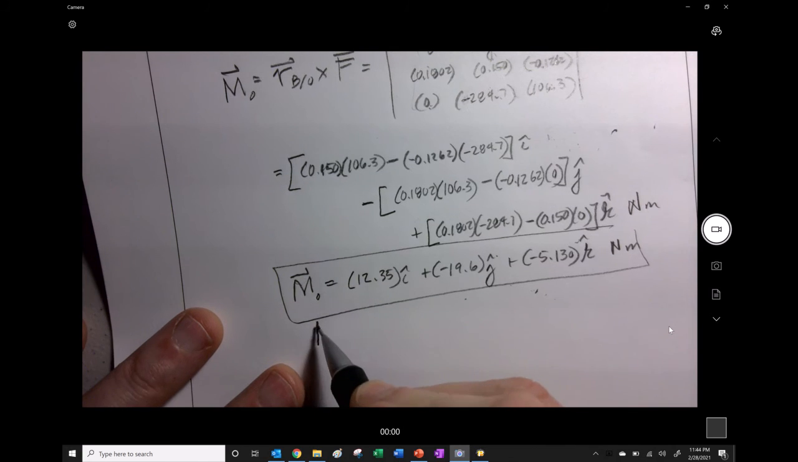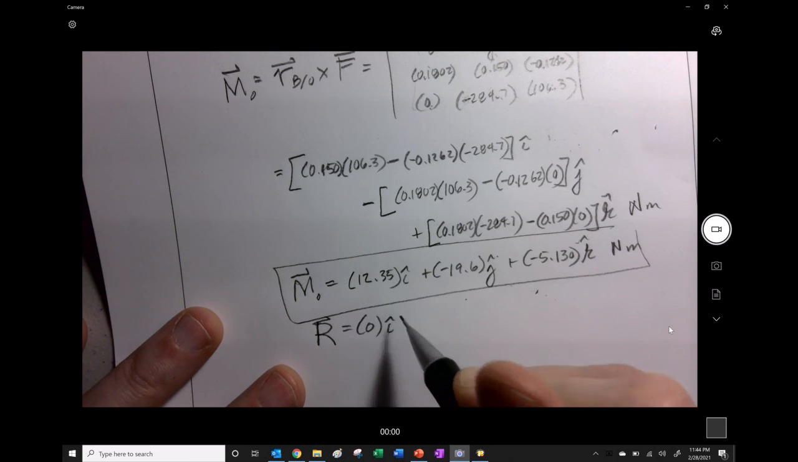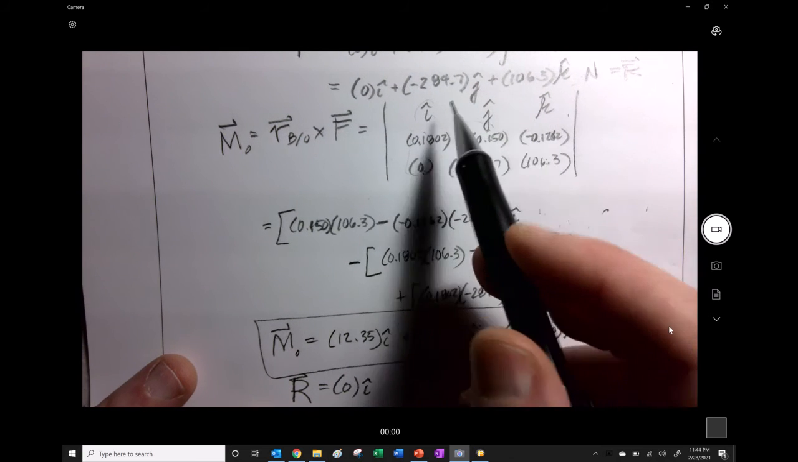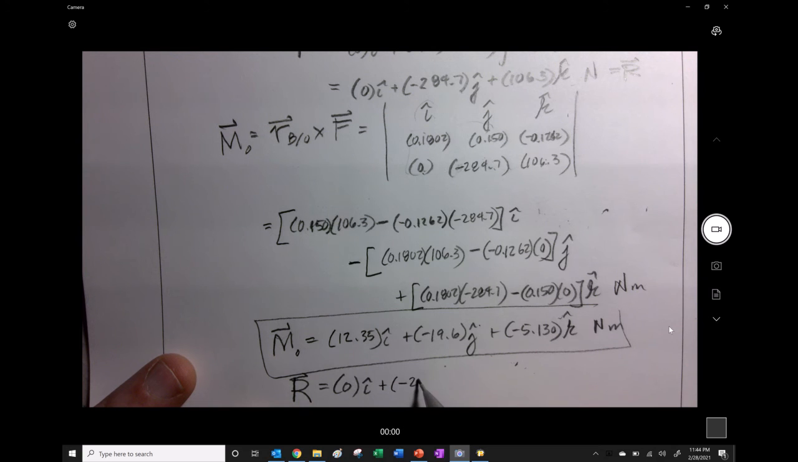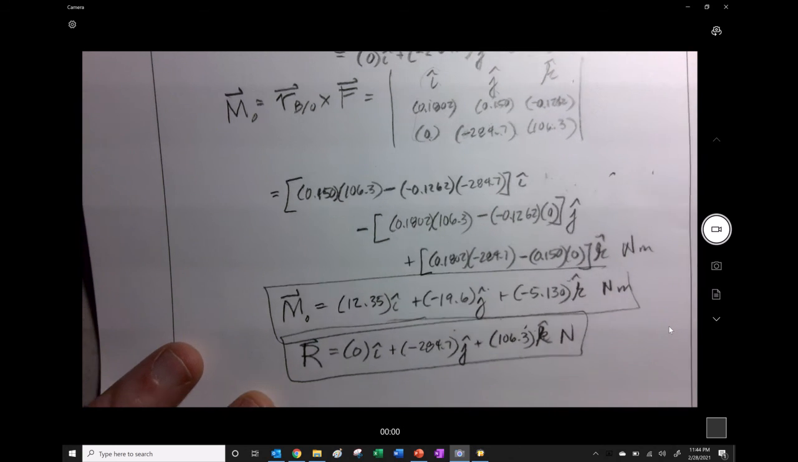And then we could also say with the resultant that's happening onto the thing, we had that up above, as I mentioned before. That's just this right here. So we can repeat all of that down here. So it's a negative 284.7 J and a 106.3 K, and these are newtons. That's supposed to be a K. There you go. So here's our two answers as part of that.